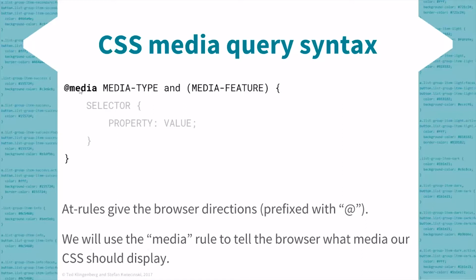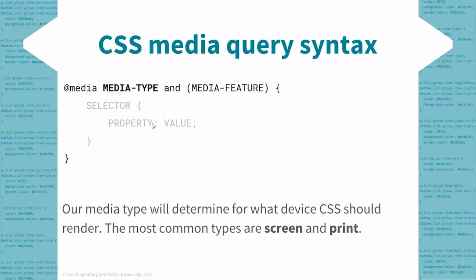So we have our media, and then we have our media type, media feature, and then our CSS is going to go inside of these curly braces. Our media type is going to be what device our CSS should sort of render to. And the most common types are going to be screen and print. So we could set it to be the screen, which is ideally what we're going to be using whenever we're creating a website. But we can also set it to print. So if we want only styles that are going to be set whenever we're going to print a page out, we can actually do that. And we can set specific styles for whenever this page is printed out on a page, which is pretty cool.